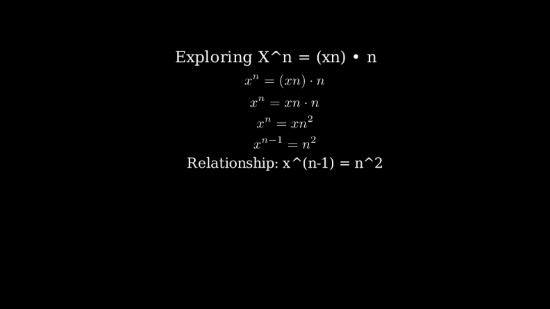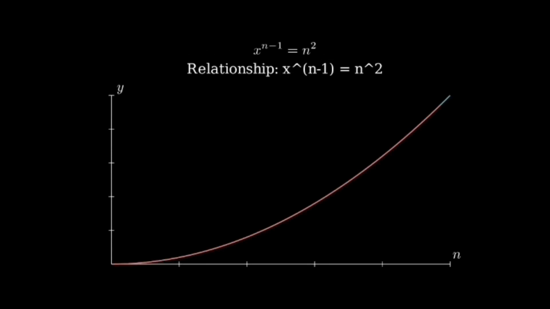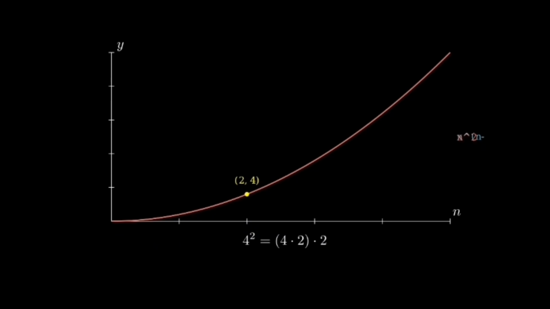Let's visualize this relationship on a graph. We'll plot x to the n minus 1 and n squared for different values of n. The blue curve represents x to the n minus 1, and the red curve represents n squared. Where these curves intersect, that's where our equation is true. For example, when n is 2, both x to the n minus 1 and n squared equal 4. This means when n is 2 and x is 4, our original equation is true.